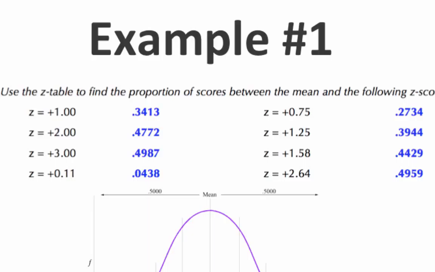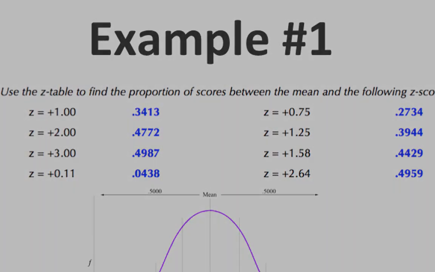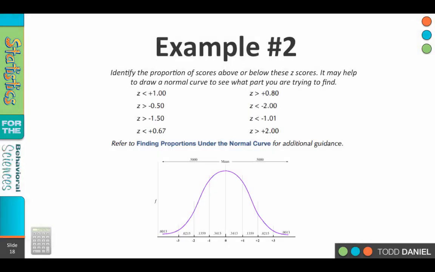What if I asked you to find the proportion of scores between the mean and a negative 1.00 or a negative 2.00? Those proportions would be exactly the same as what you have here, because the proportion of scores on either side of that bell curve are exactly the same, because that curve is symmetrical. So let's look at that last example. What is the proportion of scores between the mean and a negative 2.64? Still 0.4959.